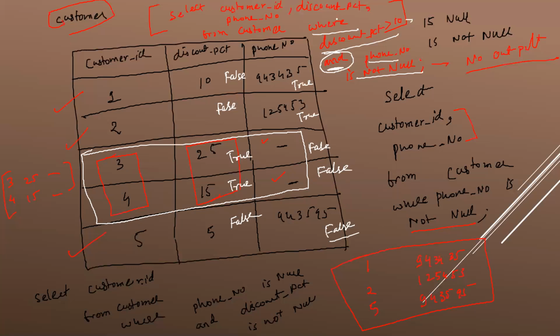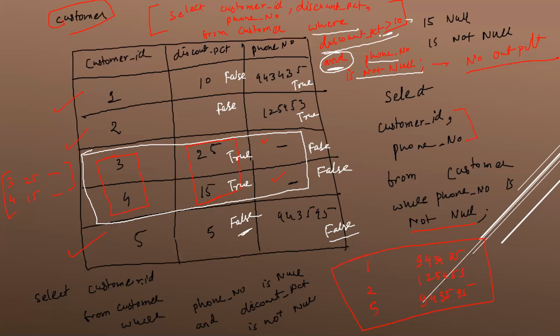No. The output of AND will only be true if both the inputs are true, right? So is there any case where both the inputs are true? One? Yes. Why did you write false for number 5? Is it true? It is not null. It will be false because discount percentage is not greater than 10. That's why it would be false.